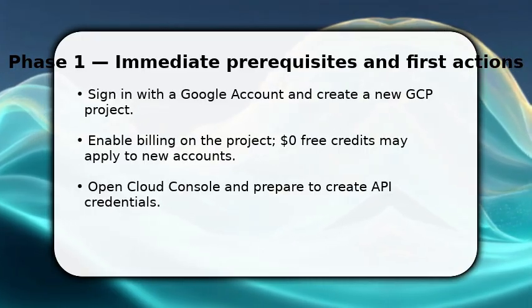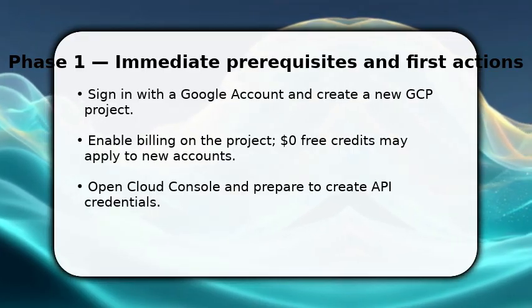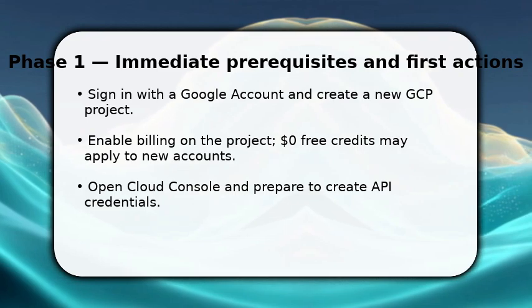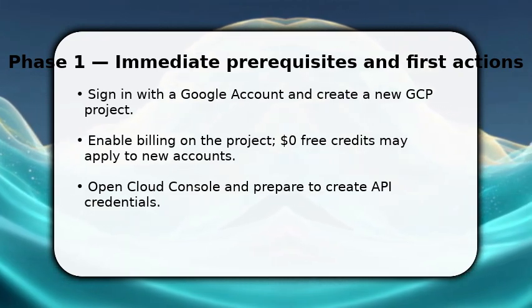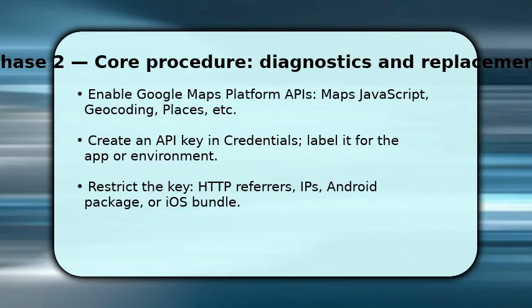Now navigate to the Cloud Console's APIs section. You're ready to enable services. Proceed immediately to the APIs library to pick the Maps products you'll use, and keep billing visible for verification. Once the project and billing are set, enable the exact Maps platform APIs you need. Maps JavaScript, geocoding, places, so you only pay for what you use.